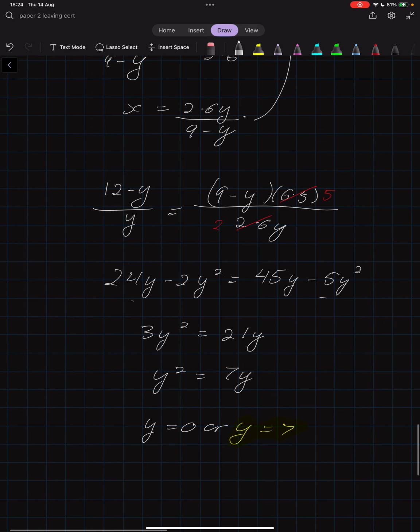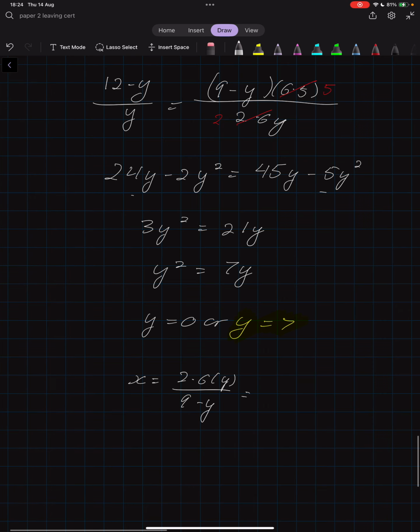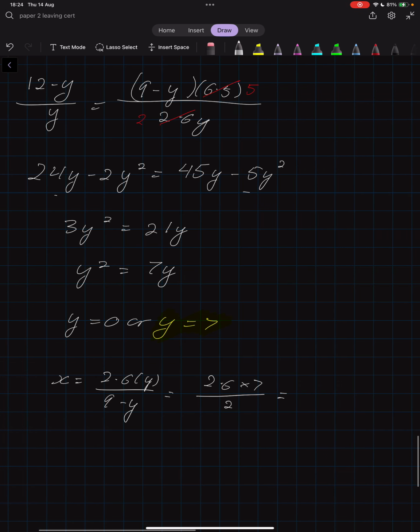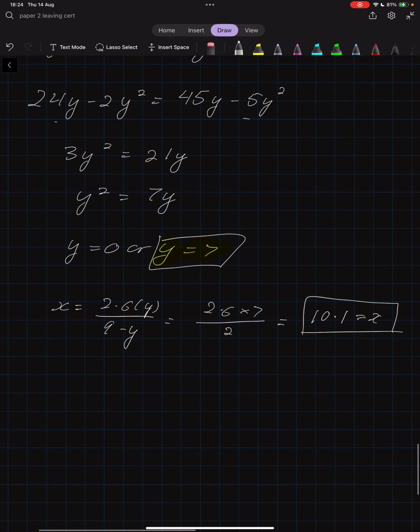And so I can say that y is going to be 7. If y is 7, that means that x is 2.6 times y divided by 9 minus y, which is 2.6 times 7 over 2. That's 1.3, which is 10.1. So x is going to be 10.1 and y is going to be 7. Okay? And the very last one they want to know is, that's easy, so I won't even bother doing that.